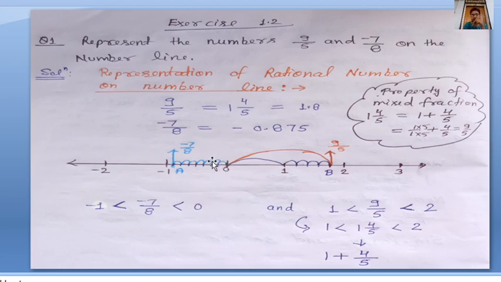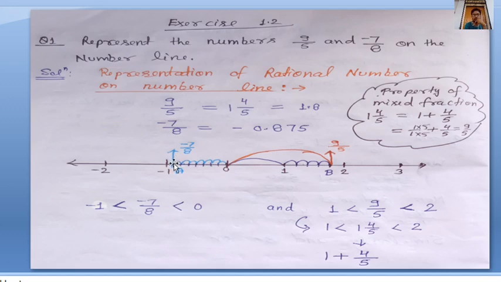1, 2, 3, 4, 5, 6, 7, and this 8. Till 1, 8. Now we have to take how many? 7 parts. Count here. 1, 2, 3, 4, 5, 6. Sorry. Again. 1, 2, 3, 4, 5, 6, 7.